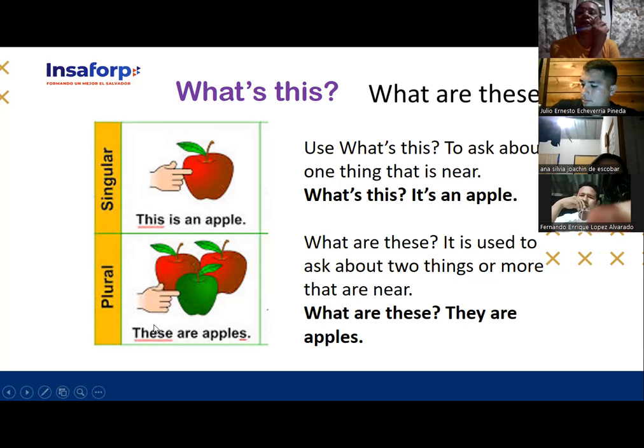¿Ya pasaron asistencia? No, no. I will take it in a moment. Thank you for the reminder.